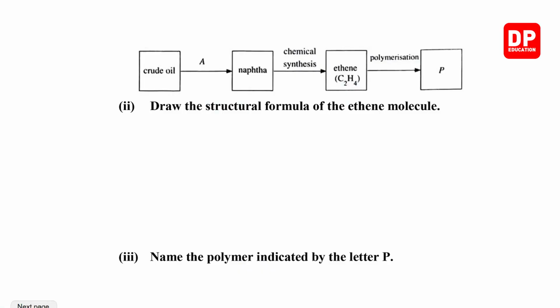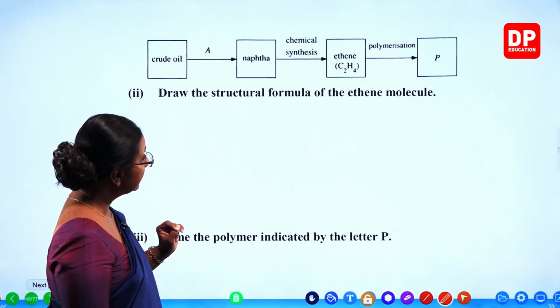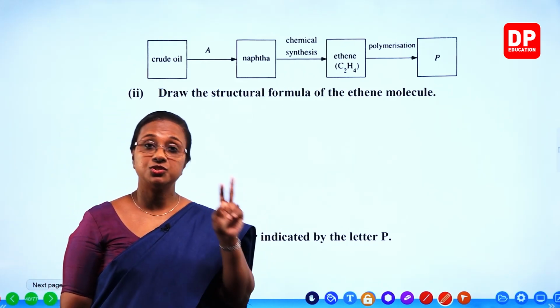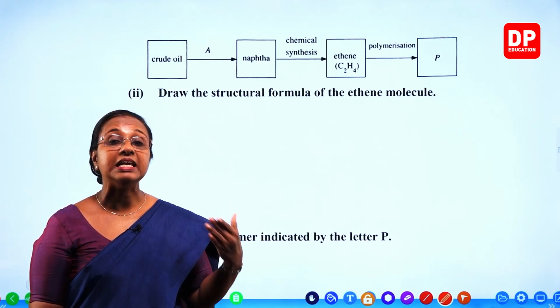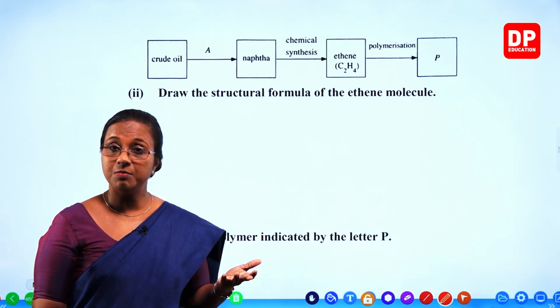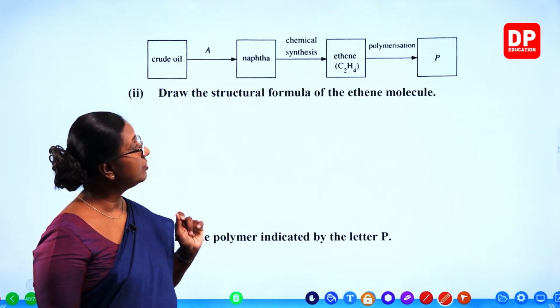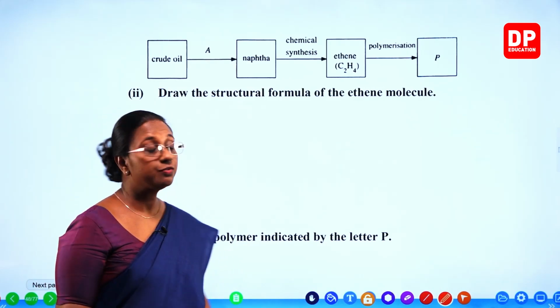Again, the same diagram. Second one, draw the structural formula of the ethene molecule. So when we say ethene, eth refers to two carbons. You all are familiar with the naming system. Ene means there is double bond. And also there you can say C2H4.